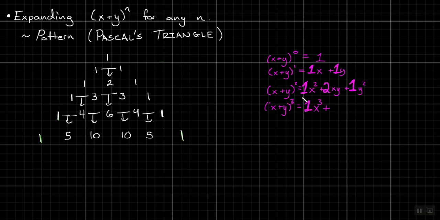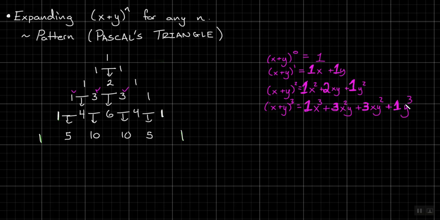A 1, a 3. Now, here's where stuff gets kind of wonky. For this one, I'm going to help us out with the coefficients first. This is going to be an x squared y. What's the next coefficient going to be? I used 1, 3, 3. This one, it's xy squared. And the last one is back to a 1, y cubed.